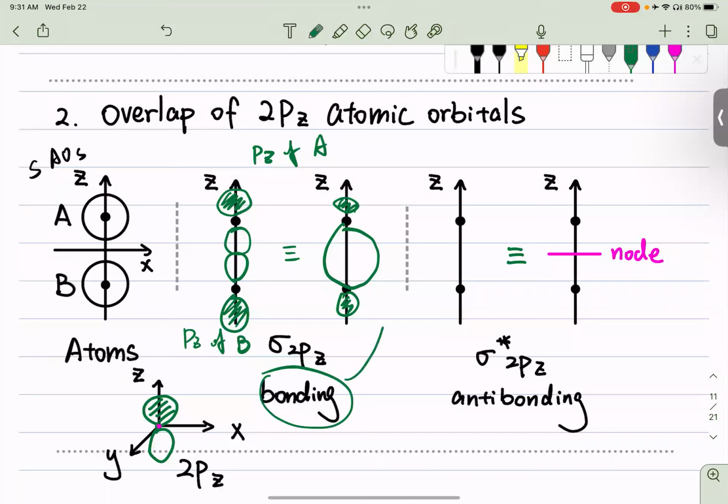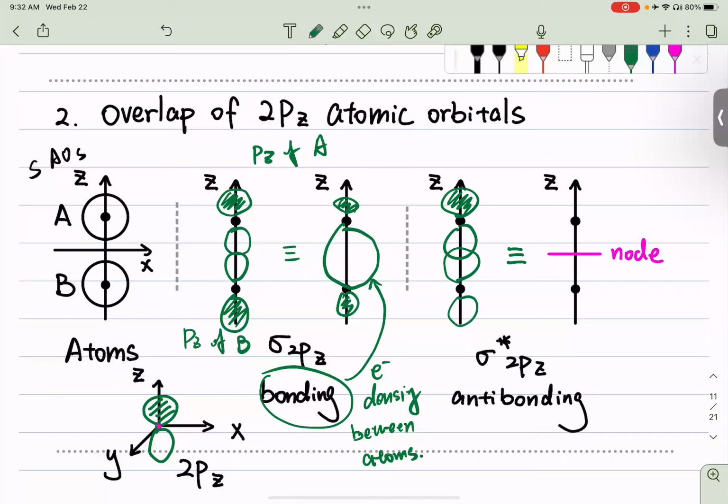Again, this is a bonding MO because of the electron density in between atoms. All right. Alternatively, you could also create sigma star 2pz or anti-bonding MO. So here's a procedure of creating our sigma star. Likewise, we're drawing our pz atomic orbitals, just instead of drawing it via the constructive fashion, now we're drawing it via the destructive fashion.